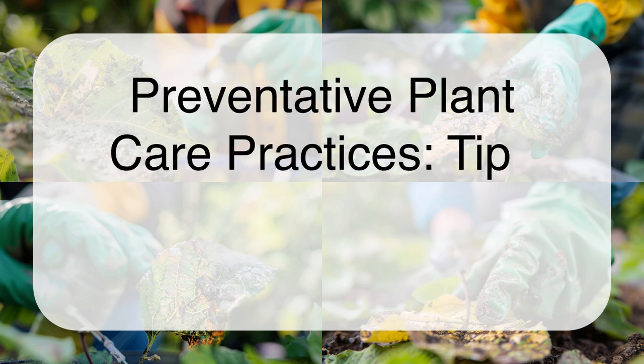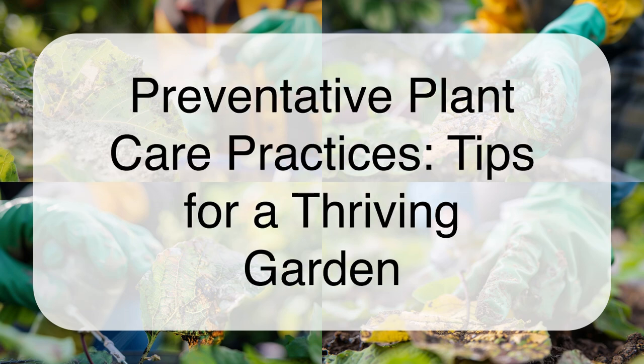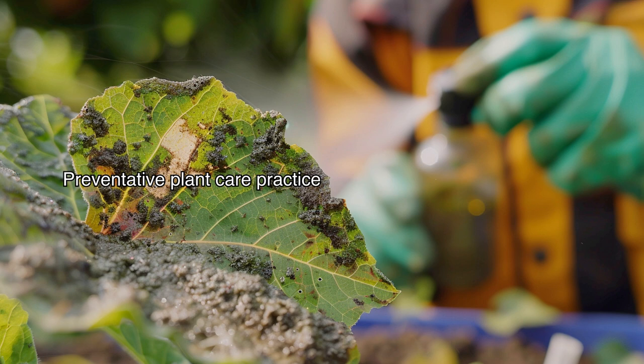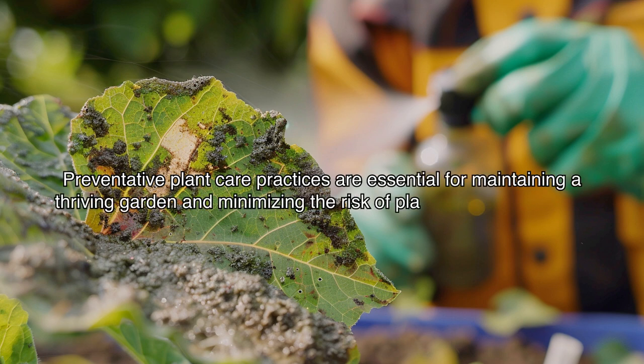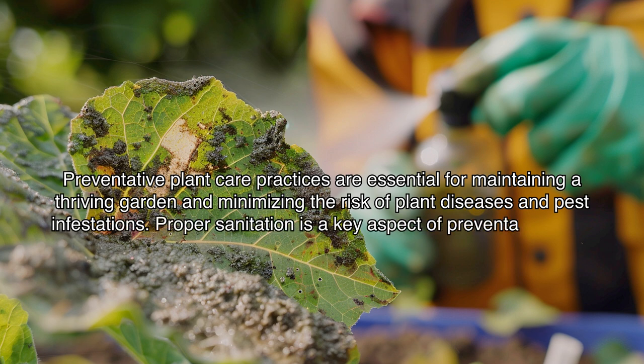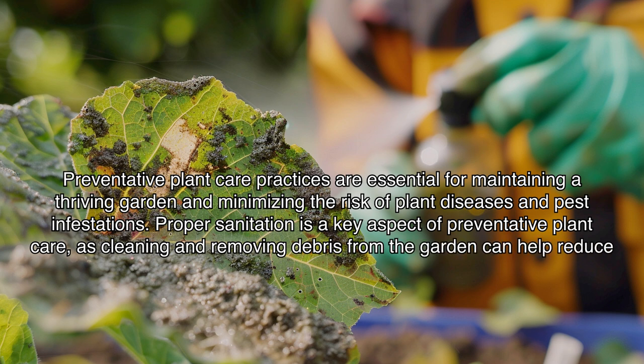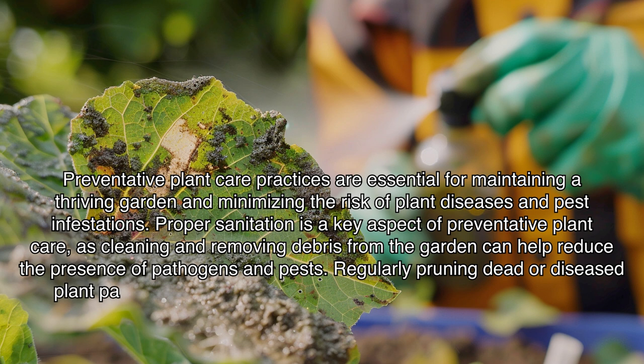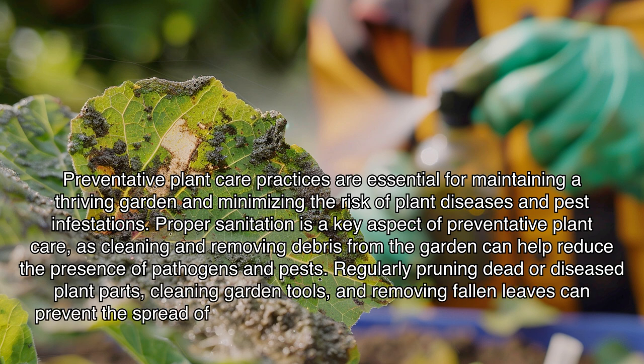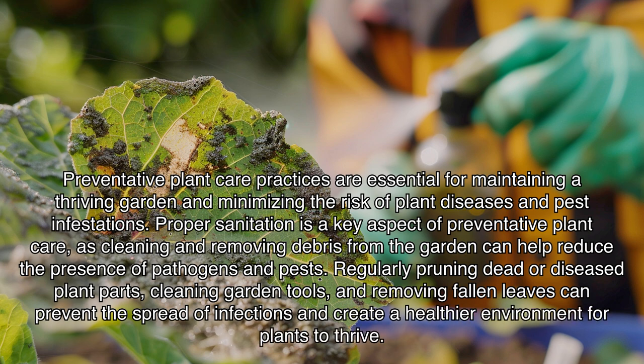Preventative plant care practices, tips for a thriving garden. Preventative plant care practices are essential for maintaining a thriving garden and minimizing the risk of plant diseases and pest infestations. Proper sanitation is a key aspect of preventative plant care, as cleaning and removing debris from the garden can help reduce the presence of pathogens and pests. Regularly pruning dead or diseased plant parts, cleaning garden tools, and removing fallen leaves can prevent the spread of infections and create a healthier environment for plants to thrive.